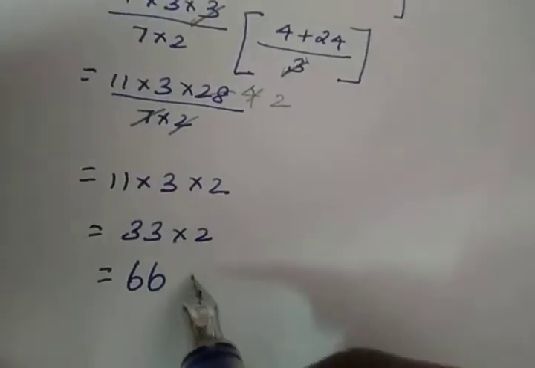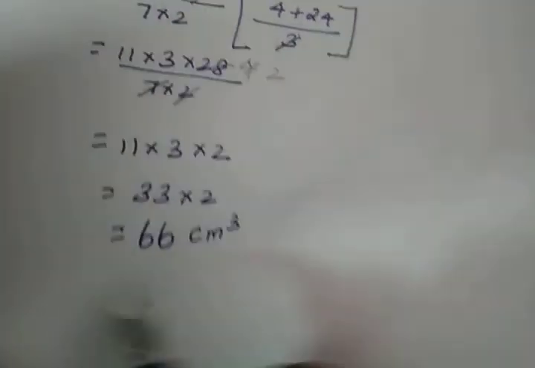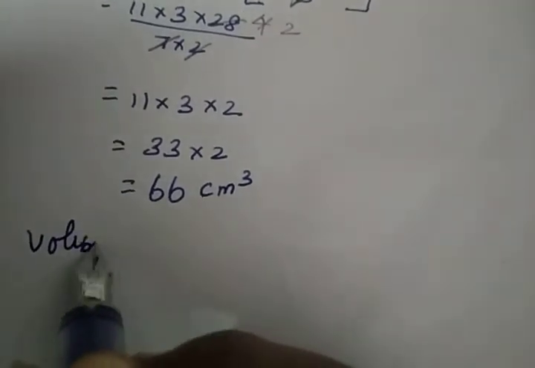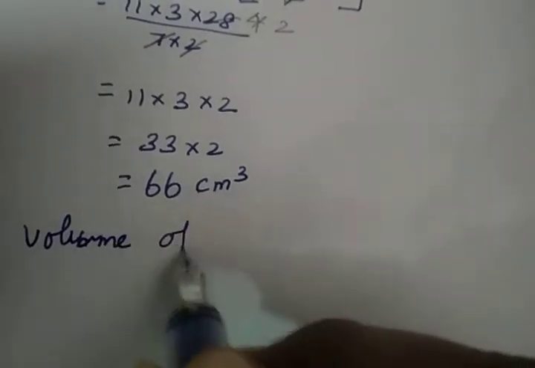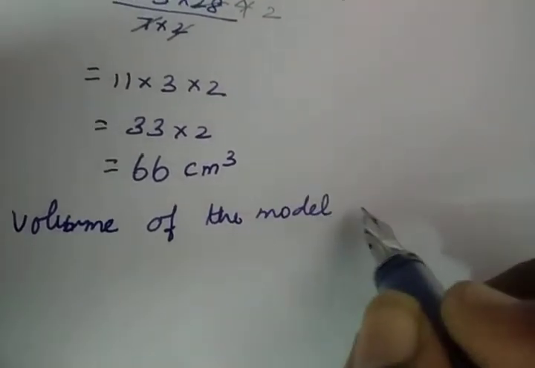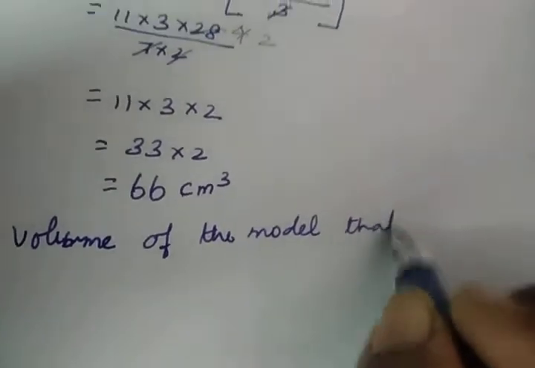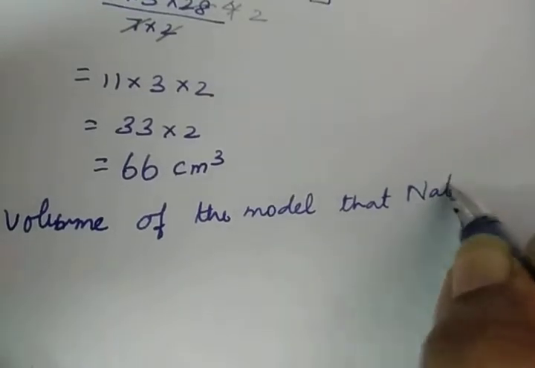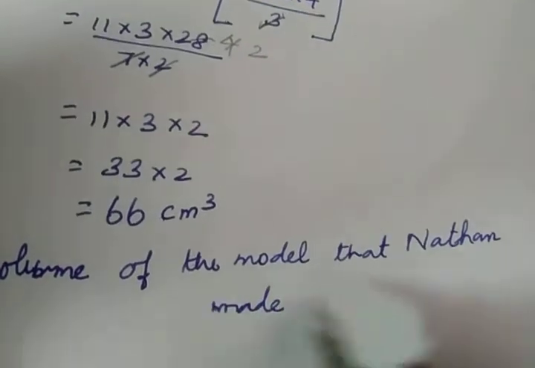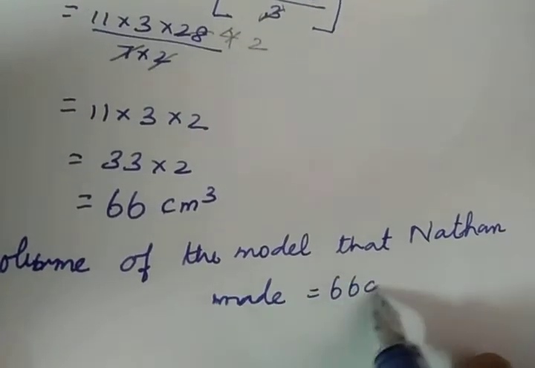66 centimeter cube. So what will be the conclusion? Volume of the model that Nathan made is equal to 66 centimeter cube.